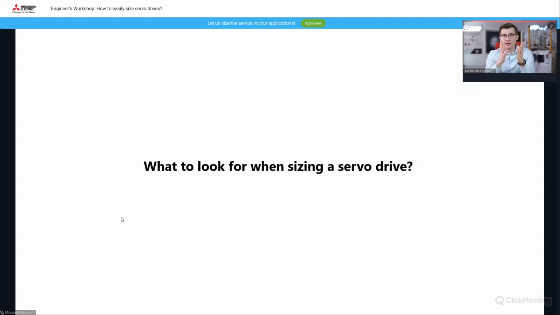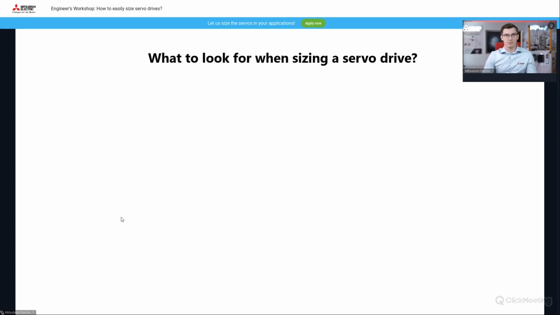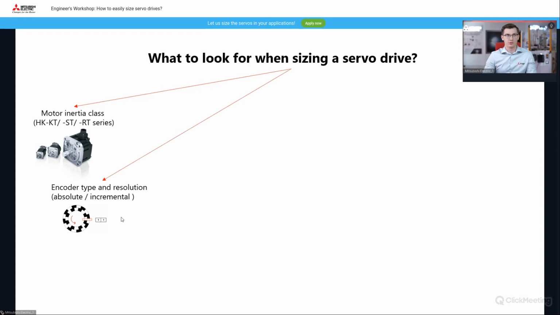So let's put it all together and create a methodology for servo sizing, because I told you a little about the additional steps. Then this is the time to create this methodology. So what to look for when sizing a servo drive? Firstly, motor inertia class, so it will be low inertia, middle inertia, or ultra low inertia motor. Then which type of encoder you will use? Absolute, incremental, power. They need to be multi-turn or not.